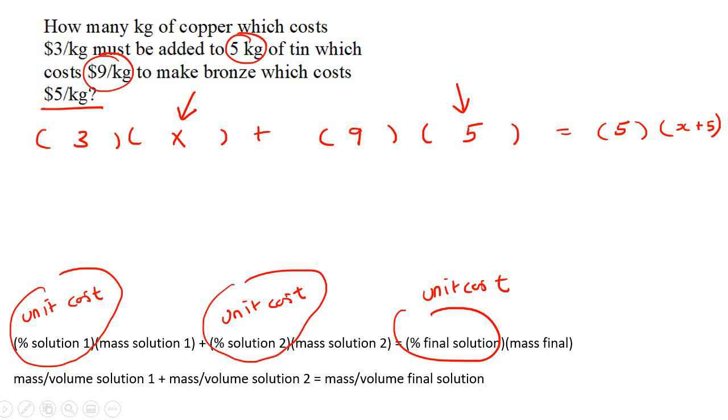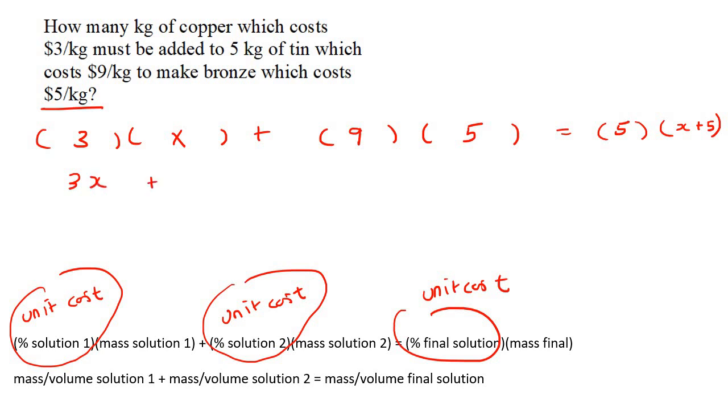Okay, so I just want to remind you once again, they can use percentages or they can use unit costs. A unit cost is a per kilogram or something like that. It'll always have a little line like that, and they'll say something like $3 per kg or something like that. Okay. And so now we can go and solve.